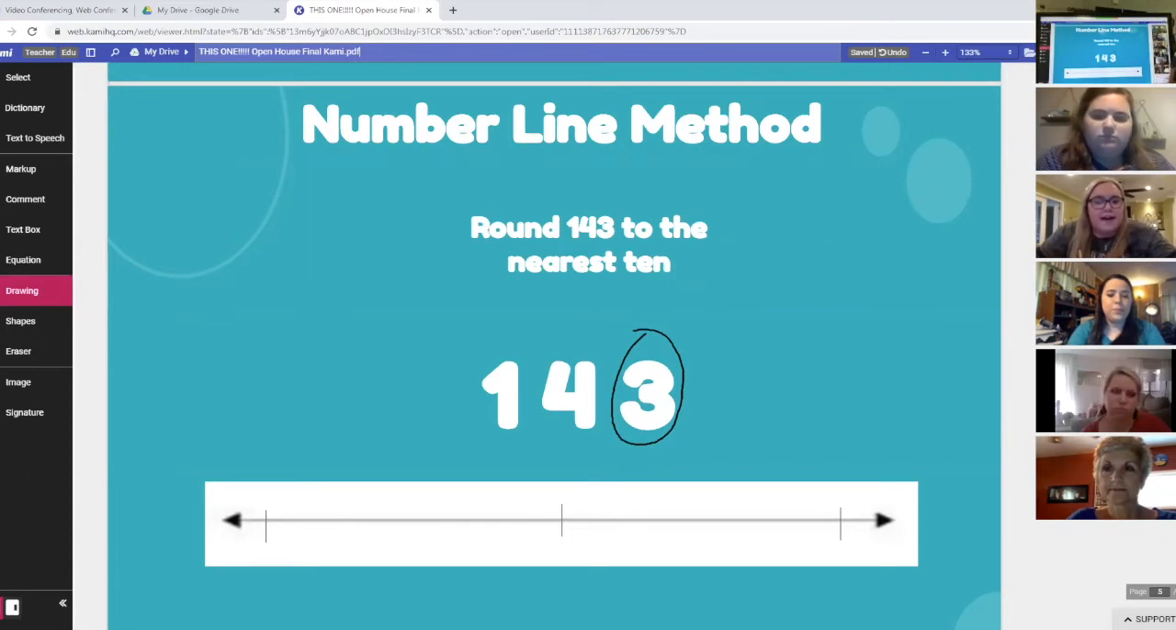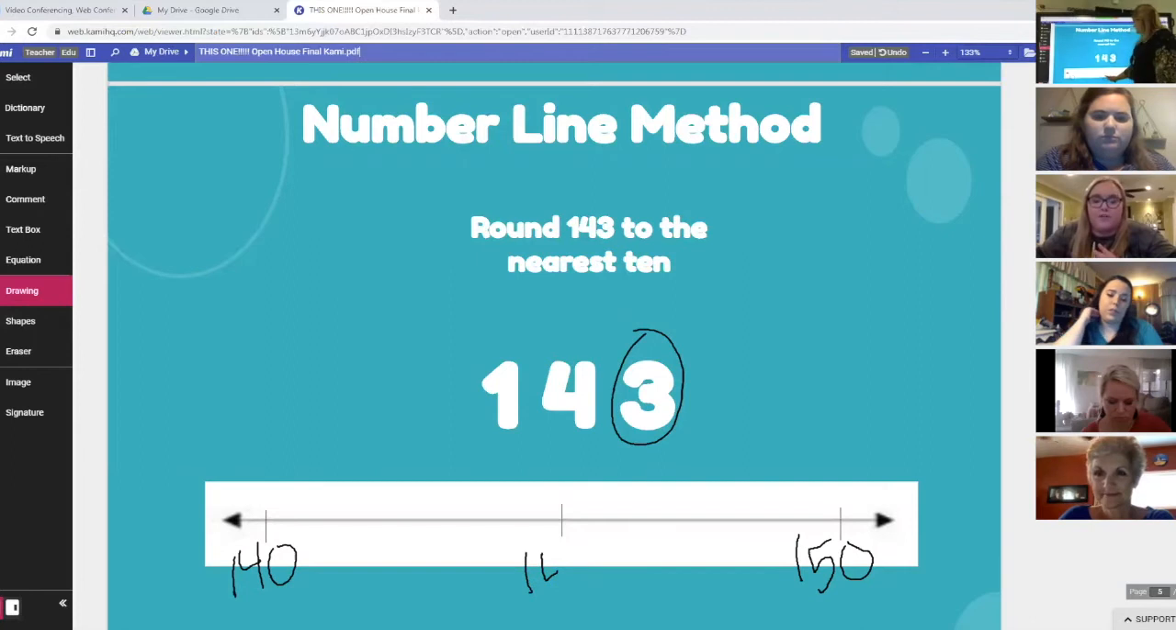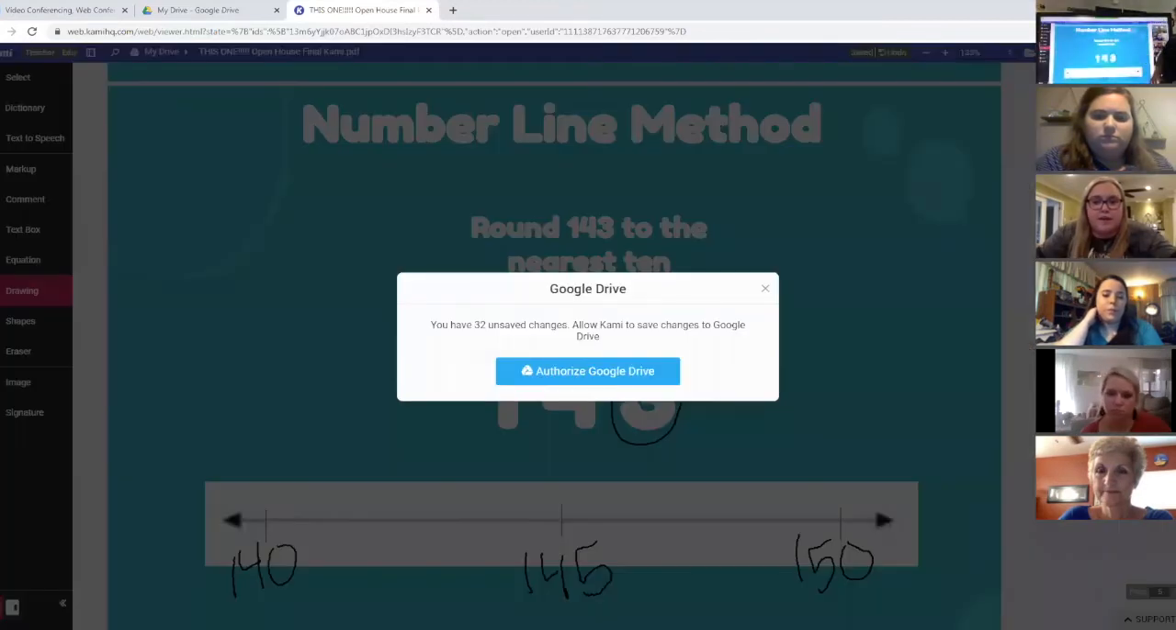And so what are we going to do next? On the left side of the number line, we're going to write 140. Perfect. And then on the very right side of the number line, we're going to write 150 because that's 10 more than 140. And then what's going to go in the middle? In the middle, you're going to do 145 because it's halfway through 140 and 150. And is my 143 going to go between 140 and 145 or between 145 and 150? It's going to go in between 140 and 145. Perfect.